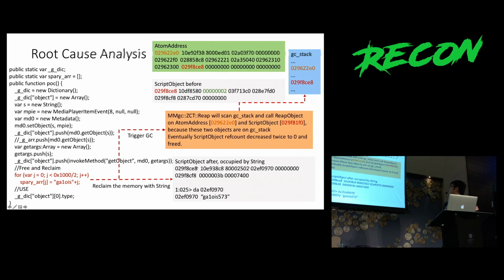You can see the same address, CE9, before it's a script object. After, it is occupied by a string object. That's the root cause of this use-after-free vulnerability.